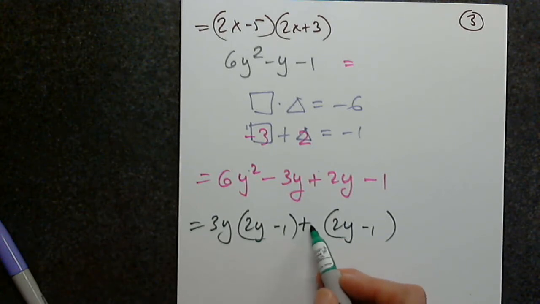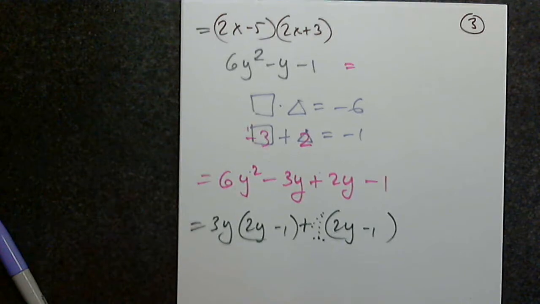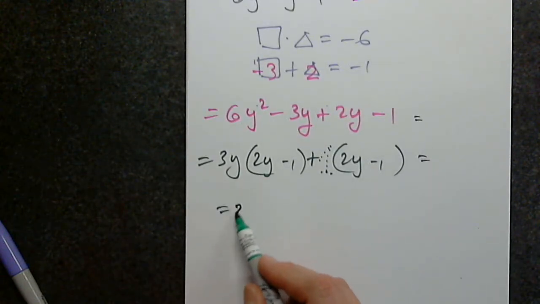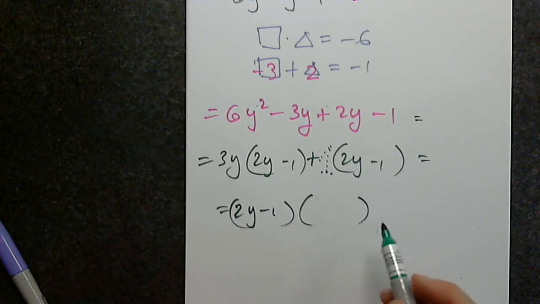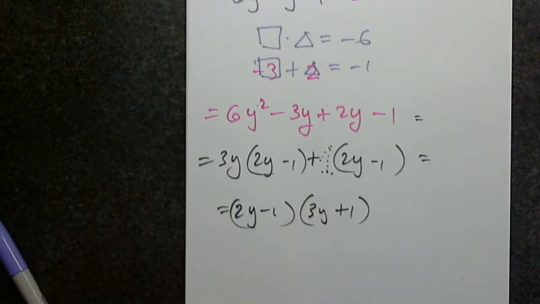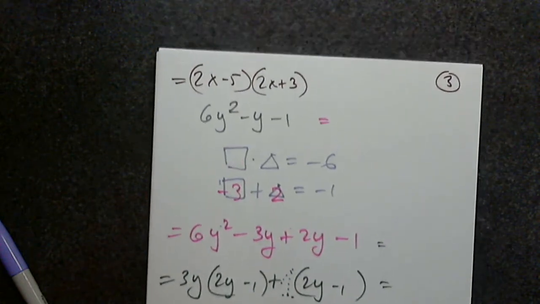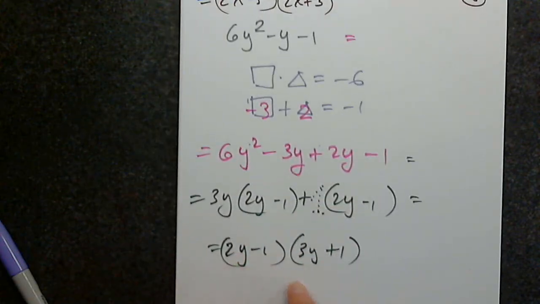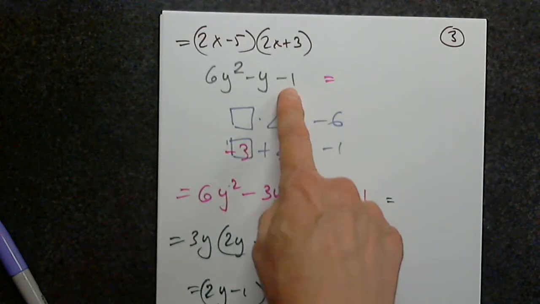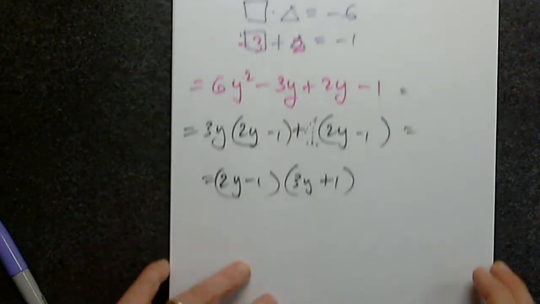Plus. Very good. So now what is the common factor that I have to pull out? 2y minus 1. What is left in parentheses, please? 3y plus 1. That's it. It takes less than 10 seconds to check. 2y times 3y is 6y squared. Positive 2y minus 3y is negative y. Negative 1 times 1 is negative 1. Okay, one more.